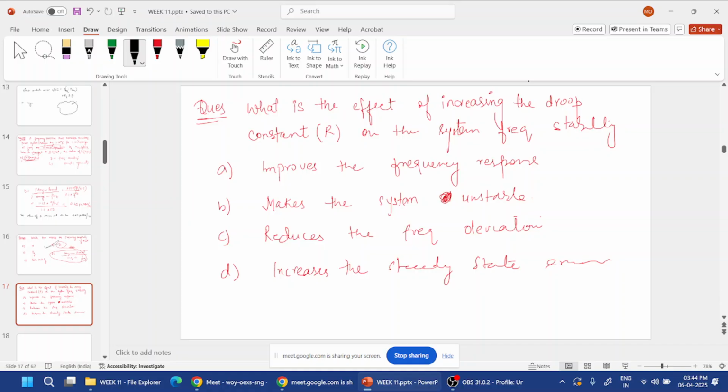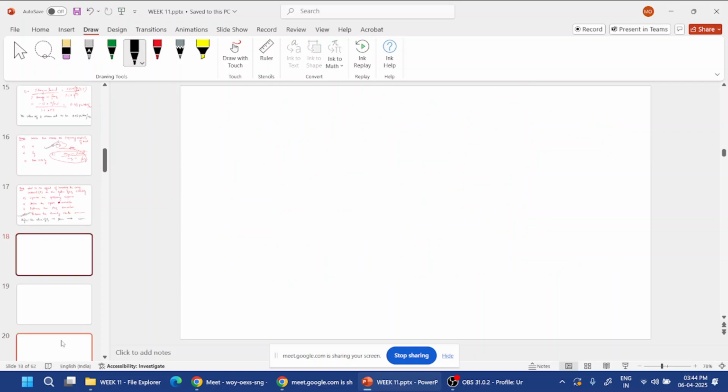So, what is the effect? Higher the value of R, it reduces the participation of the generators, which will lead to an increase in the steady state error. So D is the correct option.